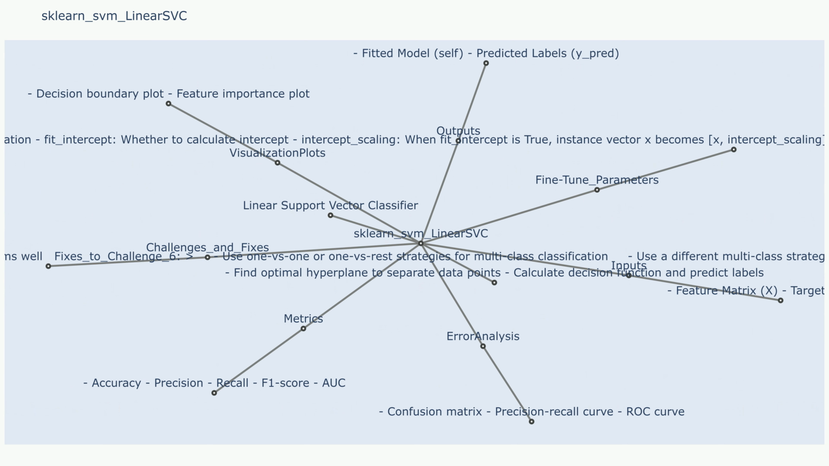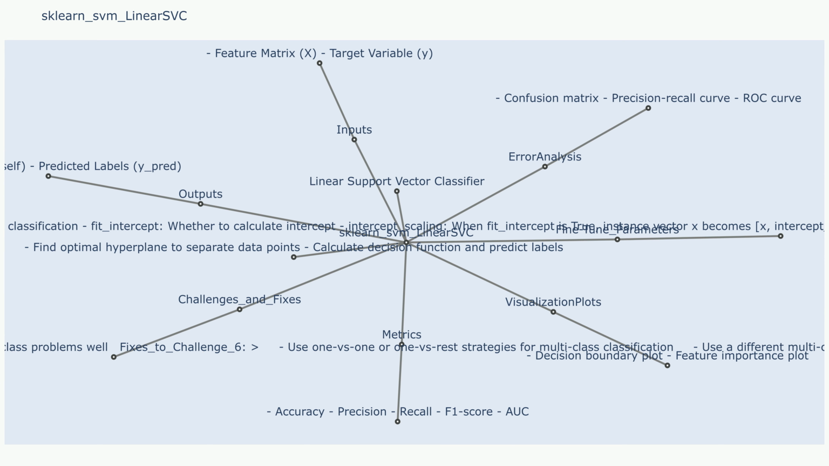Challenges and fixes. Challenge 1: overfitting. The model may overfit to the training data, resulting in poor generalization performance on unseen data. Sample use case: when the training data is very small or contains a lot of noise, the model may learn to fit the noise rather than the underlying patterns, leading to overfitting.